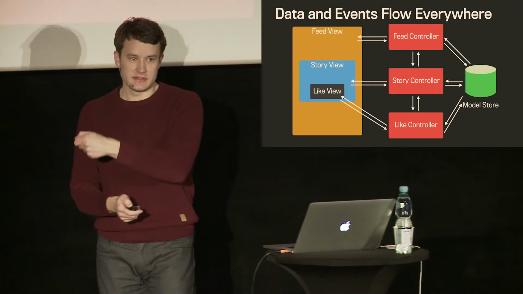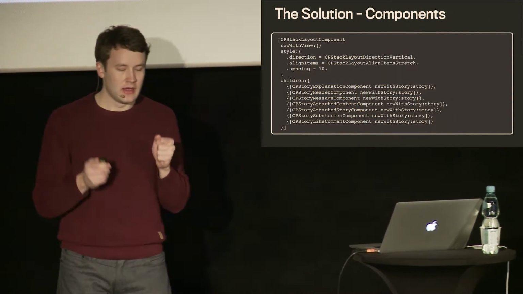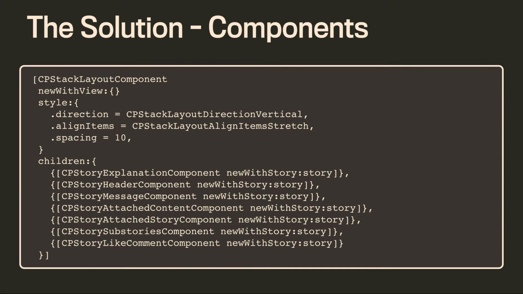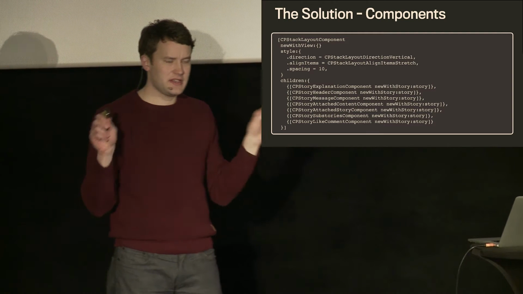So let me jump right to the solution, and then I'll explain how we got there. We went for a declarative, immutable way of writing newsfeed. This is what it looks like. It's really alien to you if you're an iOS developer, because it uses a lot of Objective C++, which means a lot of crazy curly braces.